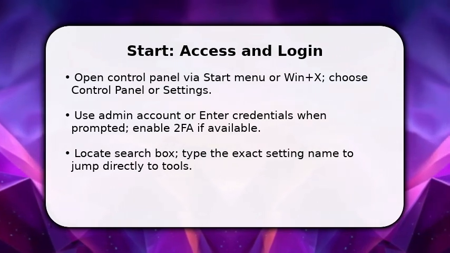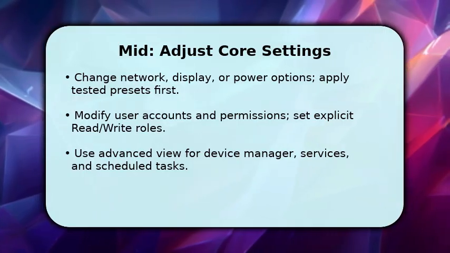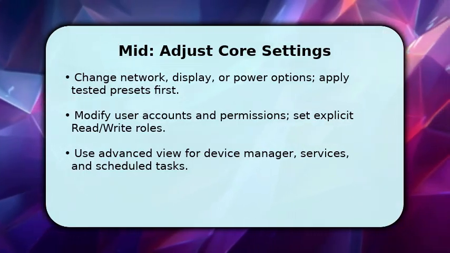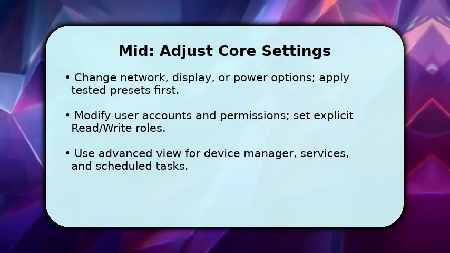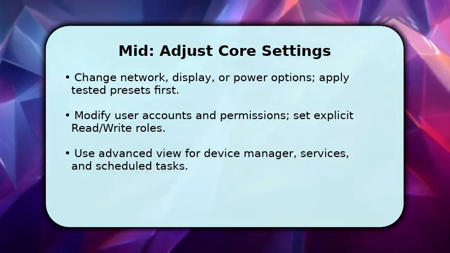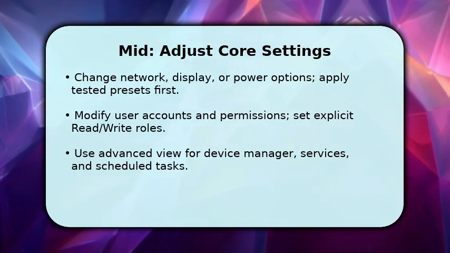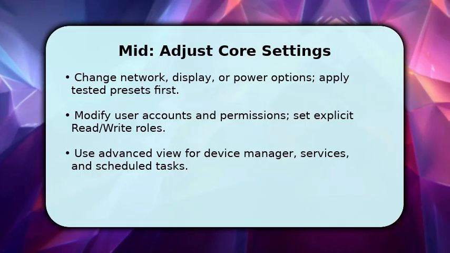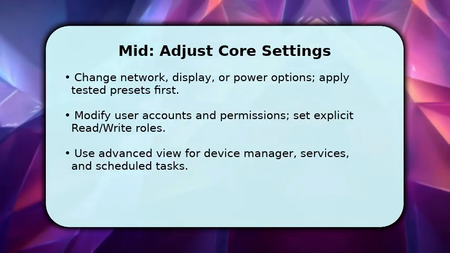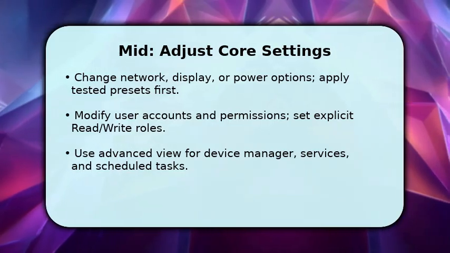You now make the substantive changes. Start with core areas, network, display, and power options because they impact system behavior broadly. When you adjust user accounts, assign explicit permissions so processes run only with necessary rights. This reduces accidental errors later. Once configured, switch to Advanced View to inspect Device Manager services and scheduled tasks. These control background behavior and startup.